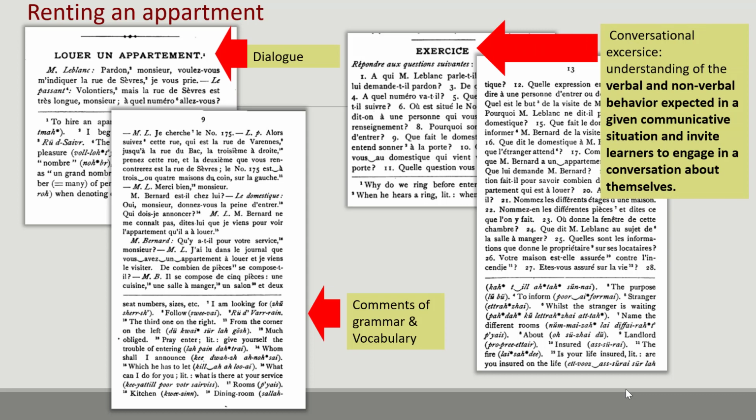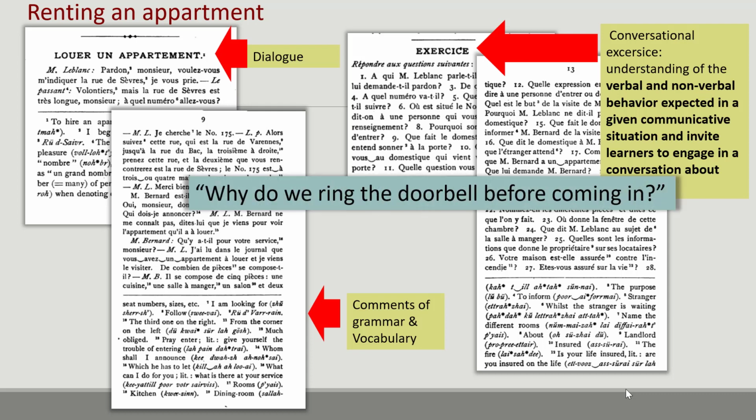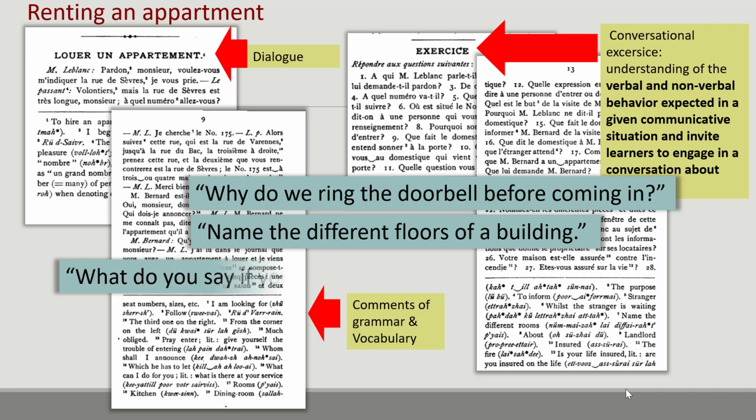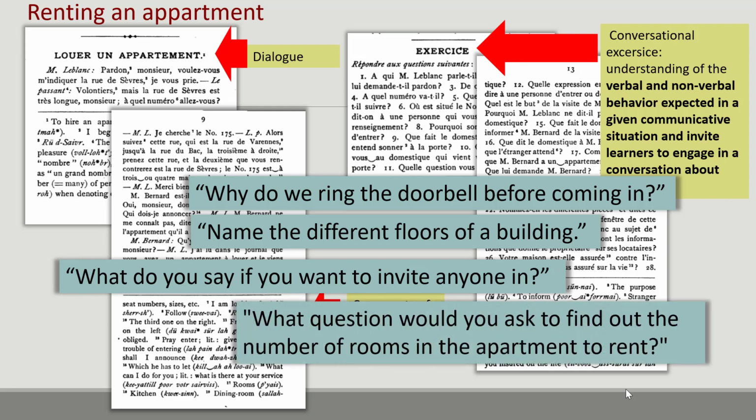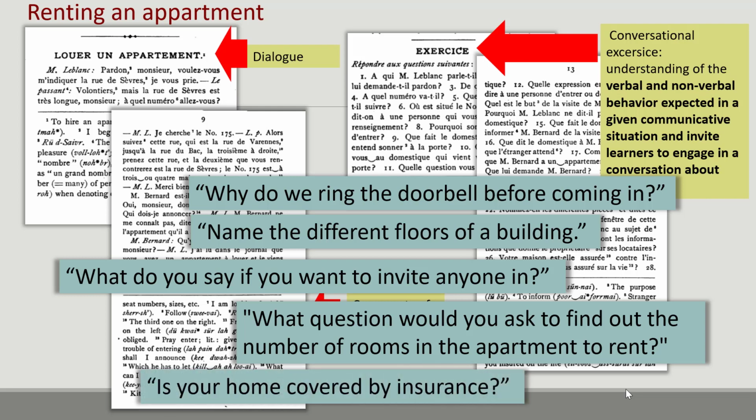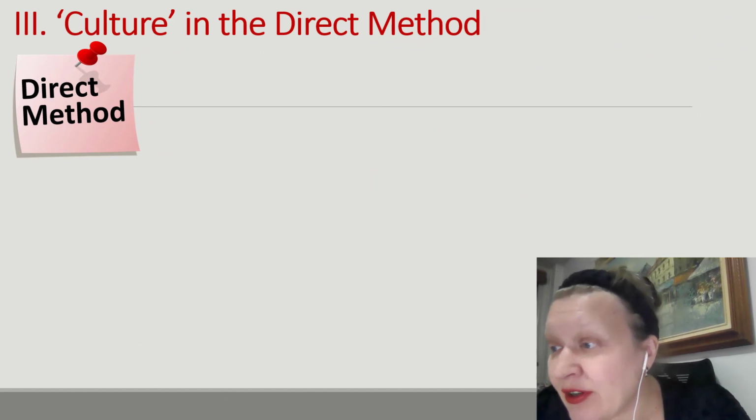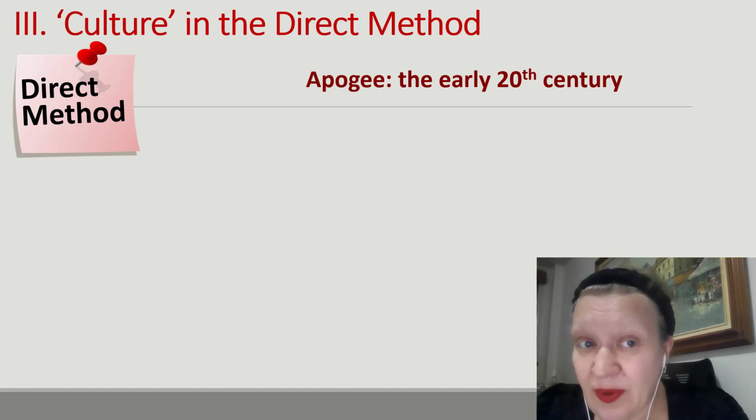This exercise suggests questions that make learners engage in a conversation about themselves and check their understanding of the verbal and nonverbal behavior expected in the real life situation presented in the dialogue. For example, the dialogue on renting an apartment is followed by questions such as: why do we ring the doorbell before coming in? Name different stores of a building. What do you say if you want to invite someone in? What question would you employ to know the number of rooms in the apartment to rent? Is your home covered by insurance? Using modern terminology, we could call Berlitz's textbook a communication-oriented one.